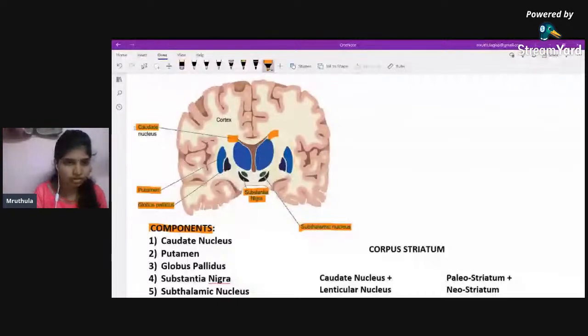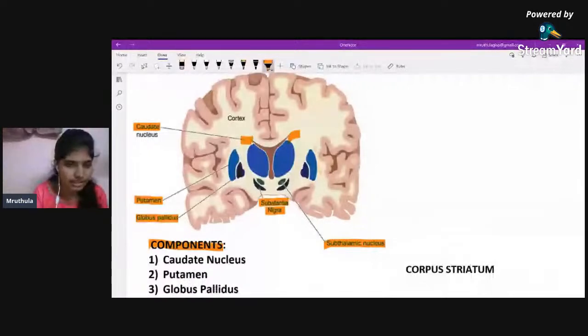Now, I'm just repeating. First, we have caudate nucleus, right? On the superior most aspect, we have caudate nucleus. Then we have putamen, which is the lateral part. Then medial to the putamen, we have globus pallidus. Then coming below, on the inferior aspect, we have got 2 structures: subthalamic nucleus, and below the subthalamic nucleus, we have substantia nigra. Okay, right.